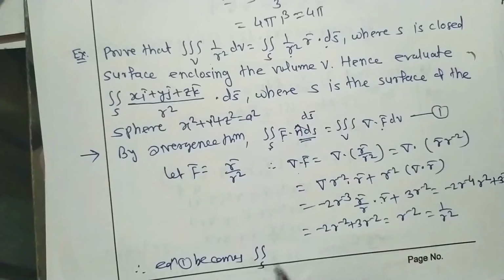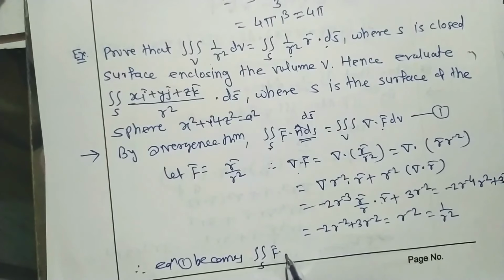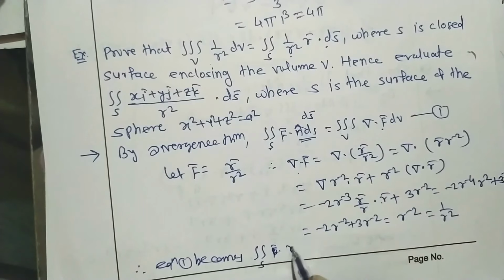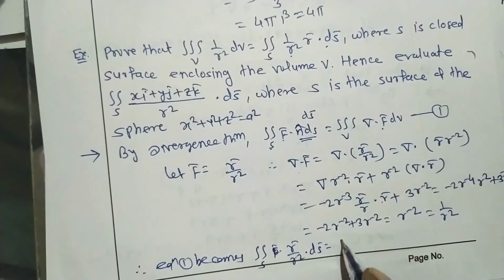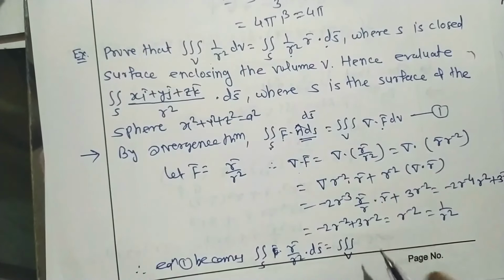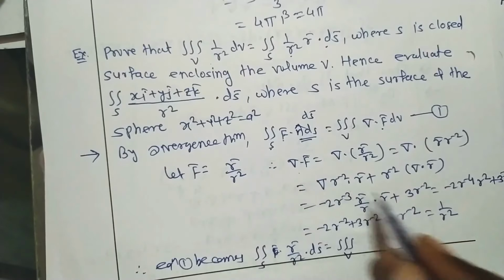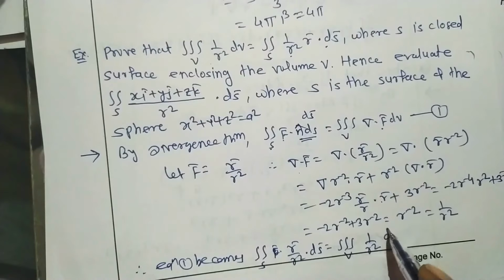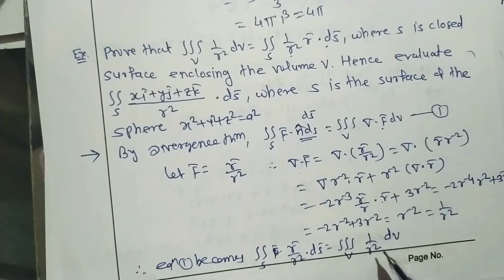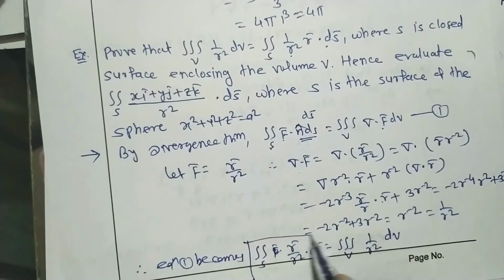double integral over the surface s of f bar dot ds bar, where f bar is r bar upon r square, is equal to the triple integral over v of del dot f bar, and the value of del dot f bar is 1 upon r square, into dv. Okay, so the first part is over here. Now we have to prove the second part.